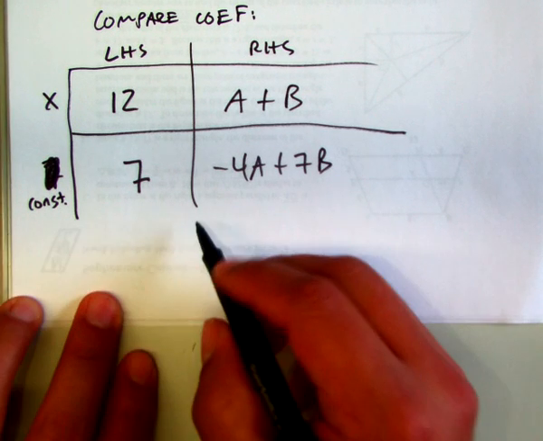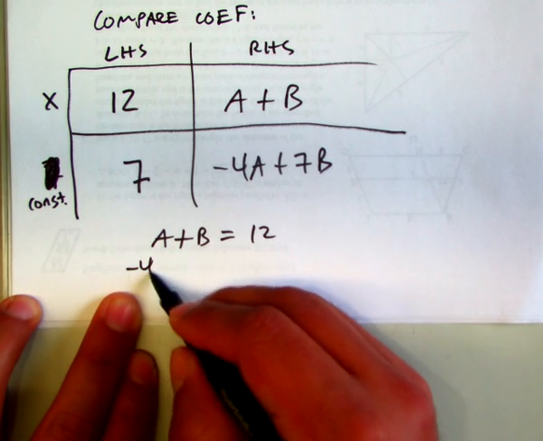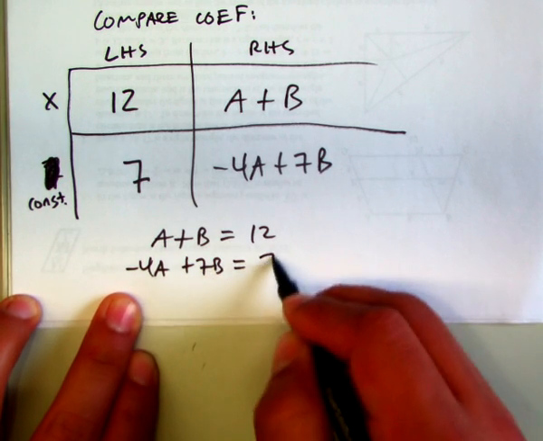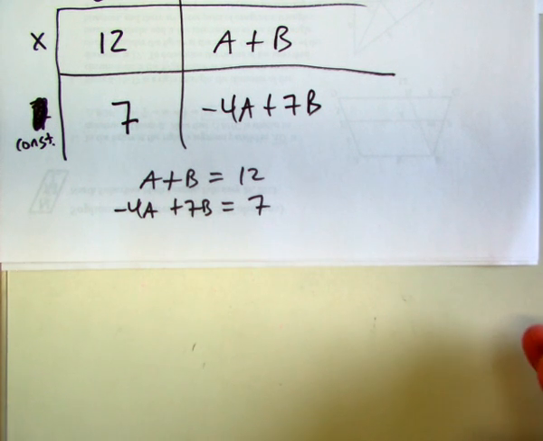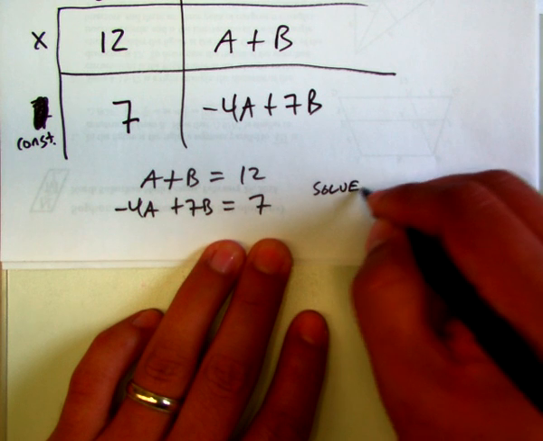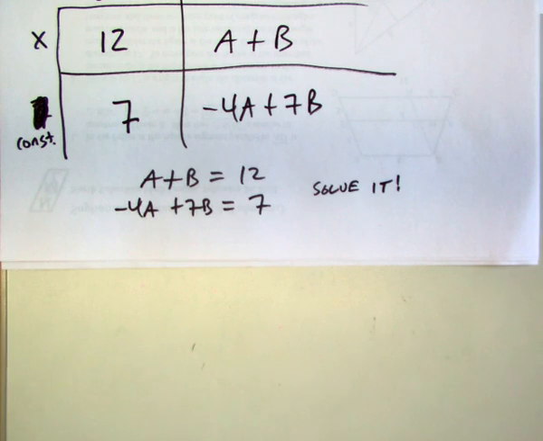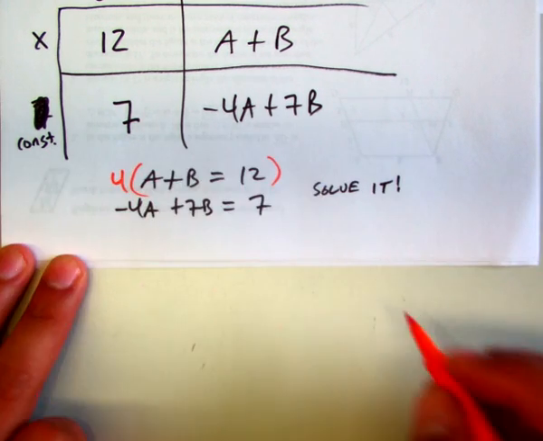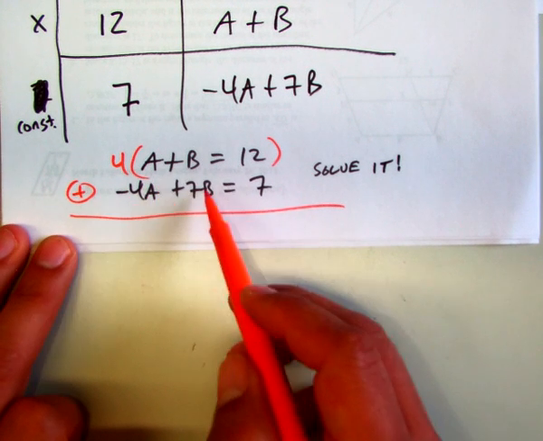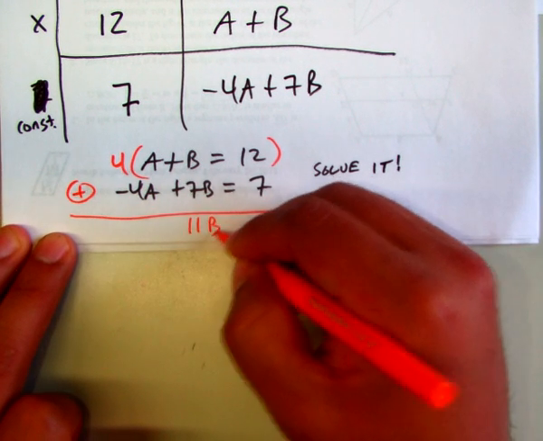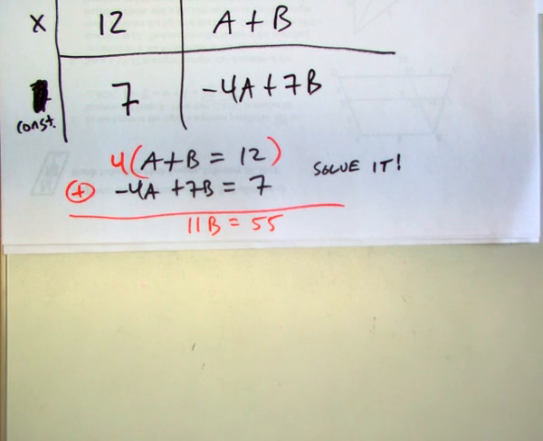So what this does is give you a system of equations. You set A + B equal to 12. You set -4A + 7B equal to 7. And then you just solve the system. Either eliminate or use substitution, however you want to do it. I will multiply the first equation by 4 and then add everything up, because then this will cancel out my A's. Then I have 4B + 7B, which is 11B, and I have 48 + 7, which is 55. So then I get that B equals 5.